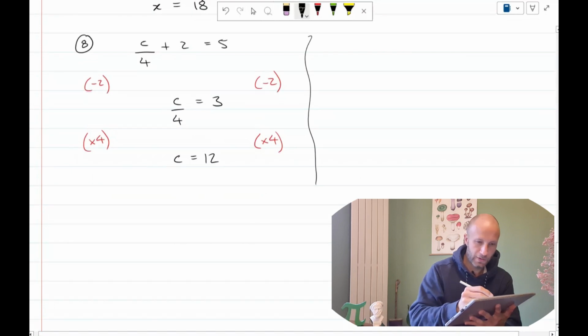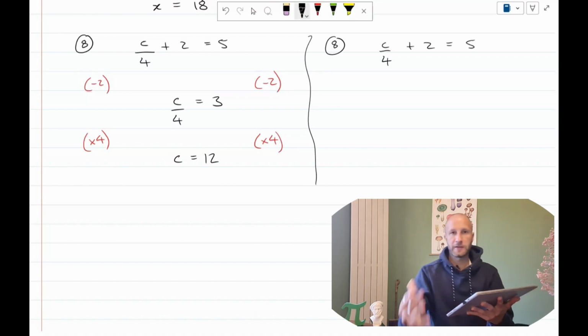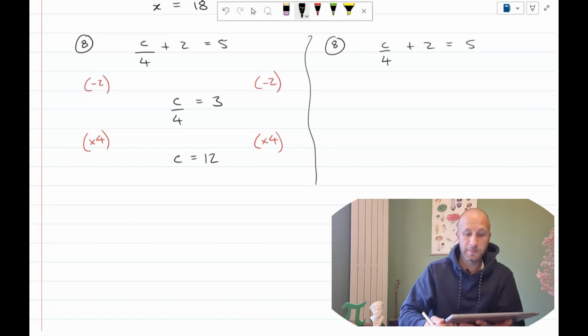I'll have a little look at an alternative method for 8, and some of you might prefer this. I used to when I was taught this, but then I realized it's good just to have all the options, and the other way is perhaps a little bit easier not to make a mistake on.